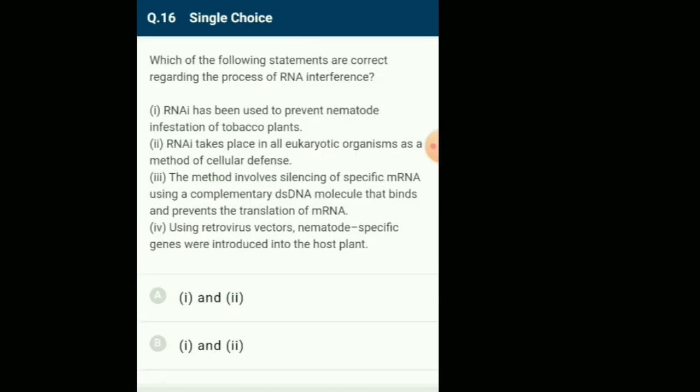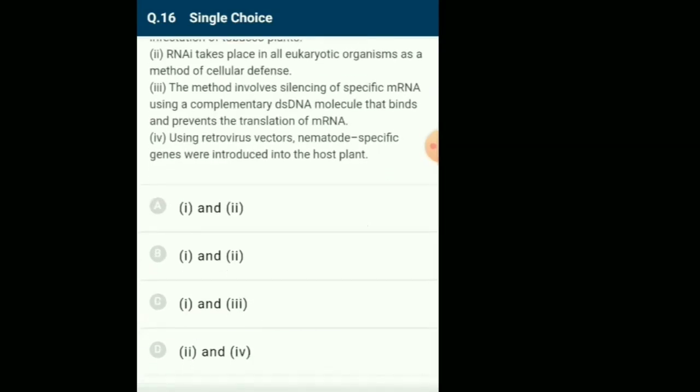Question number 16. Which of the following statements are correct regarding the process of RNA interference? Here four statements are given. RNA interference, that is RNAi, takes place in all the eukaryotic organisms as a method of cellular defense. RNA interference is a gene silencing method where the mRNA of the parasite is destroyed. So no protein is formed, resulting in the death of the parasite in the transgenic plant. So the answer for this question is option A.